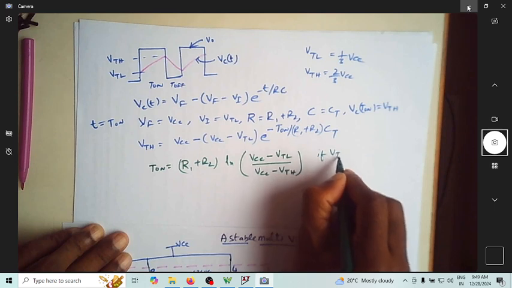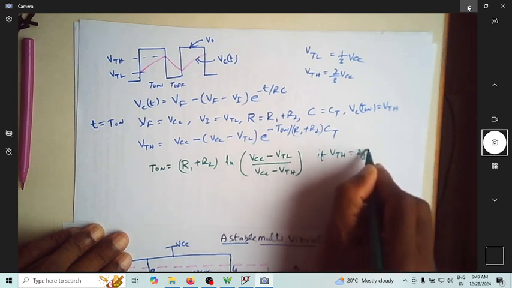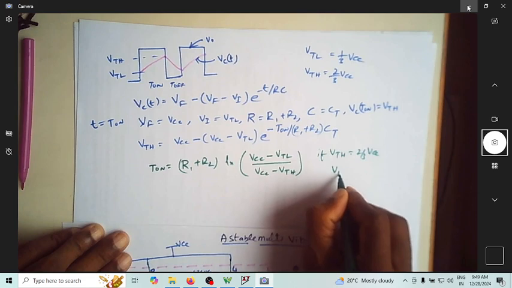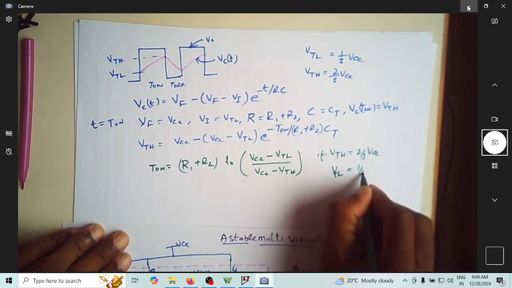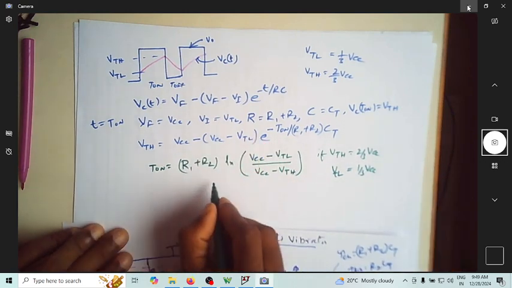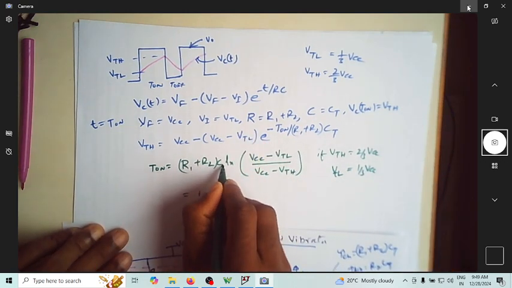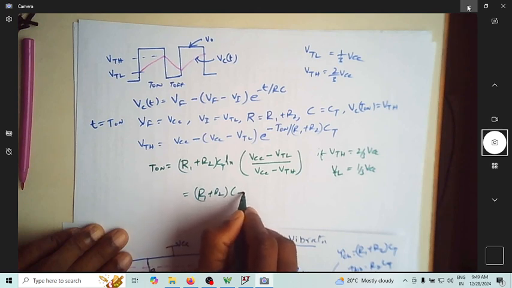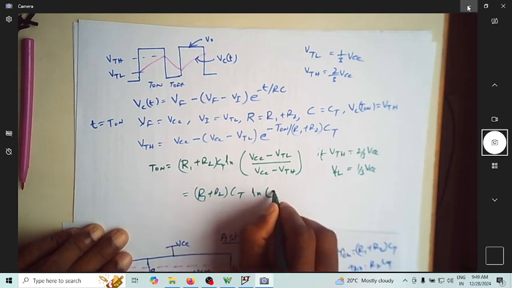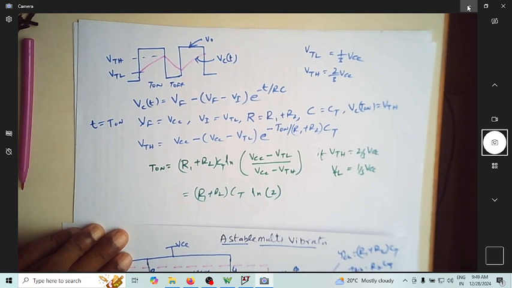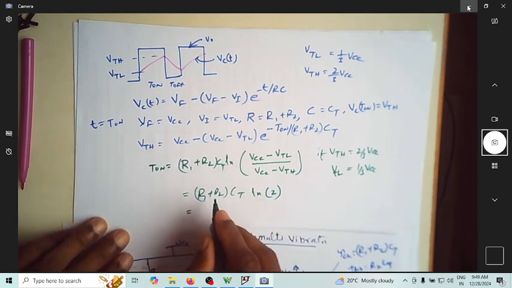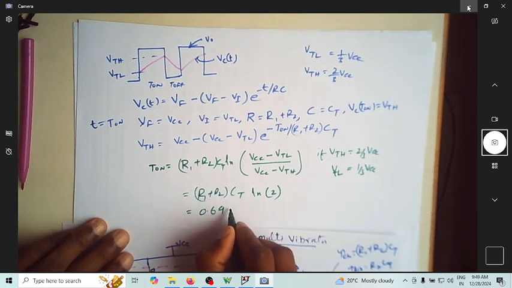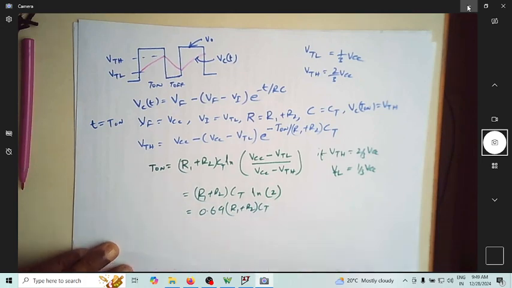If VTH is equal to 2 by 3 VCC and VTL is equal to 1/3 VCC, and if you substitute all those things, this will become, oh sorry, it is CT that is there. It is R1 plus R2 into CT. This will become ln of 2. ln of 2, if you substitute and calculate, is 0.693, approximately 0.69, times (R1 plus R2) times CT.